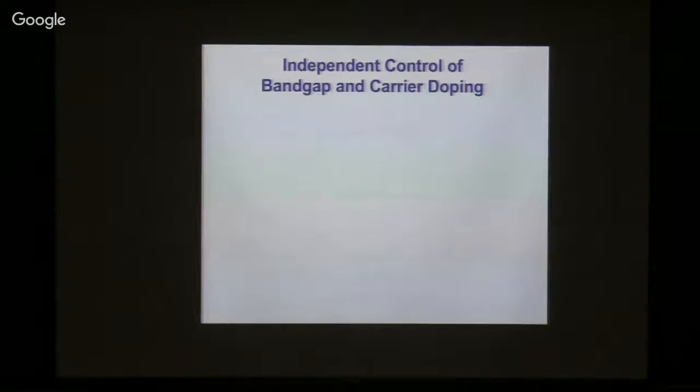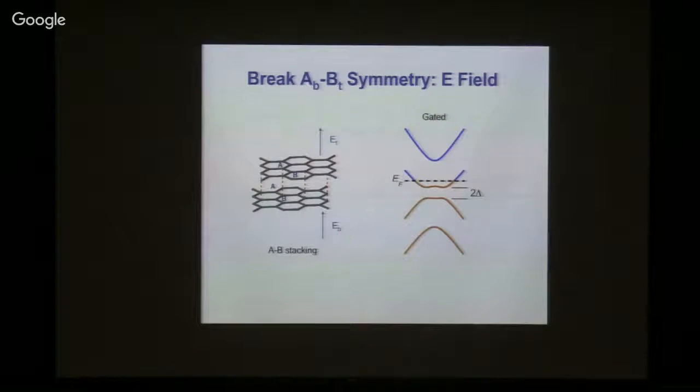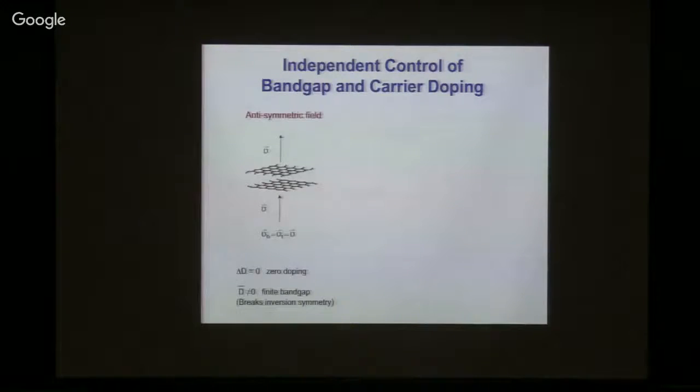If you can control the electric field above and below bilayer graphene independently. For example, if we want to just create a finite band gap and keep the carrier concentration to be 0, we can have a field distribution like this, where the field above and below are the same. In this case, we can see the fields are continuous above and below. From Maxwell's equations, we know the total charge in the system has to be 0. So we have 0 doping.